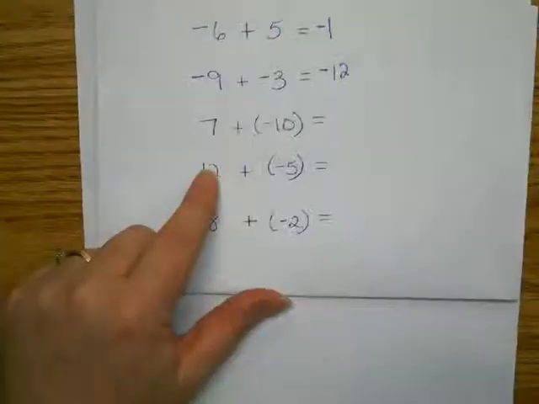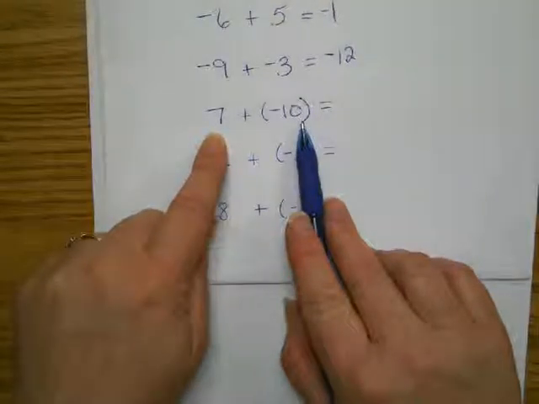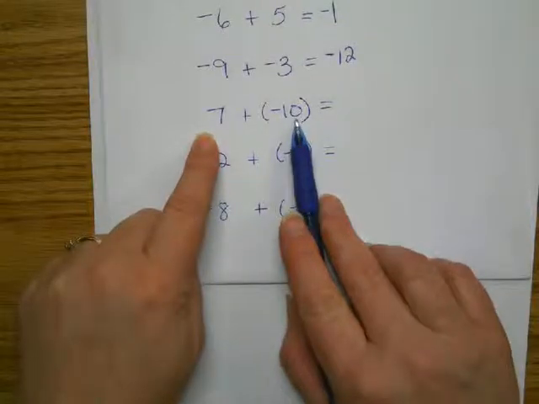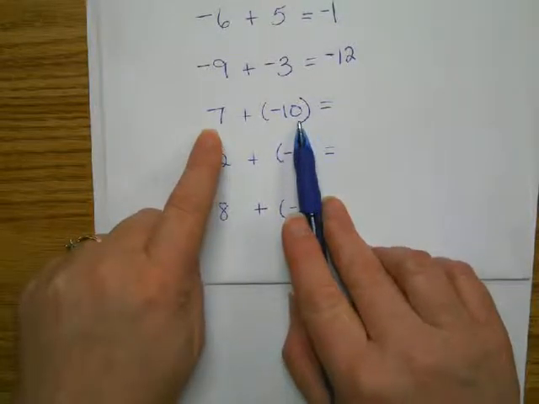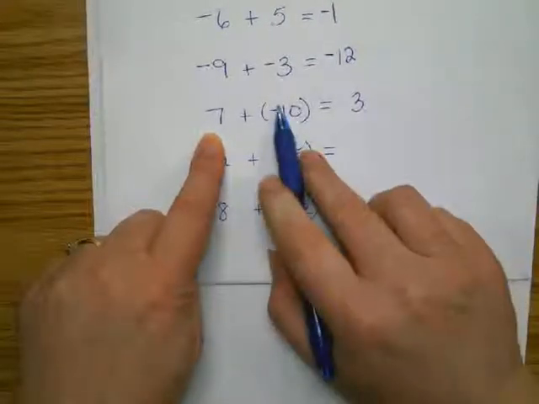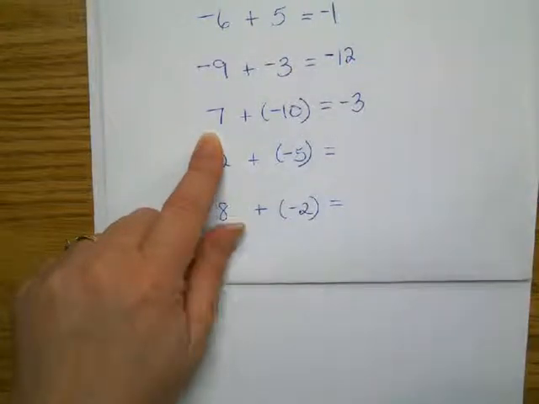The third one, 7 plus negative 10. Opposite signs, one positive, one negative, so we have to subtract them. 10 minus 7 would give us 3, and we have more negative, so the sign that we're going to use is the negative sign.